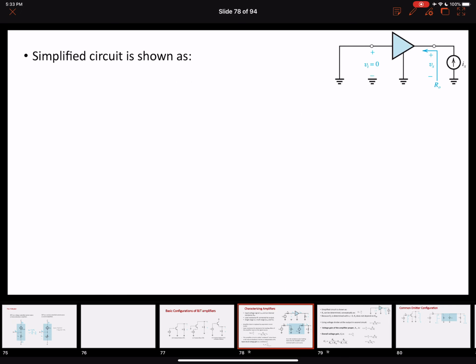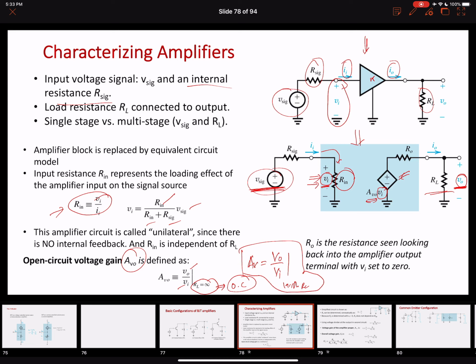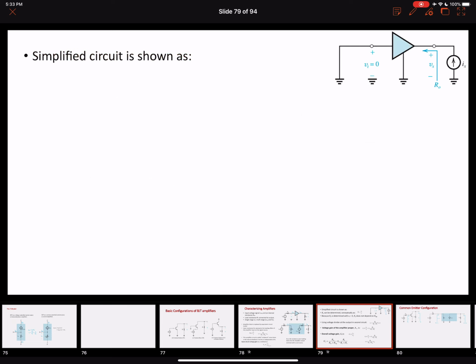We saw how we can find out the output resistance, R naught. R naught is the resistance that is seen looking back into the amplifier output when Vi is set to 0. We can also find this out by making this equivalent circuit over here in which Vi is set to 0.